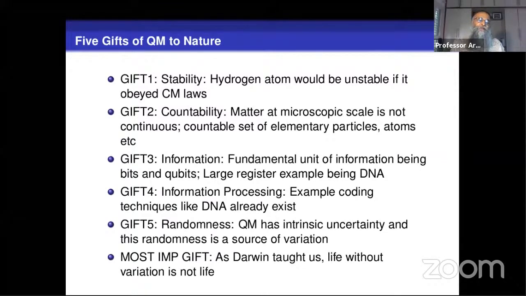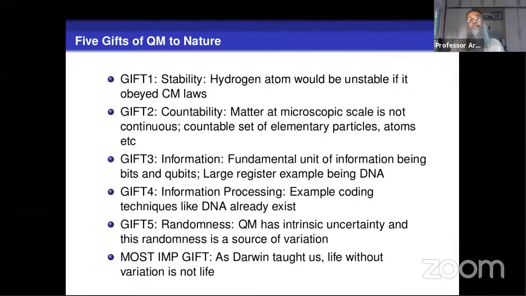A very well-known scientist has put it as gifts of quantum mechanics to nature. First, stability. Classical physics thought that a hydrogen atom, or any atom, would not be stable, because the electron would slowly lose its energy and run into the nucleus. Quantum mechanics told us how the world is actually stable. The stability of the world is understood by quantum mechanics.